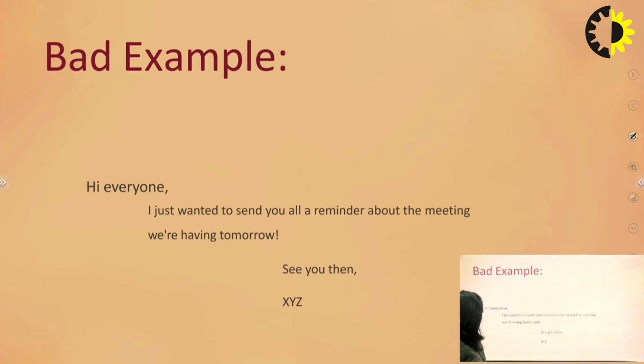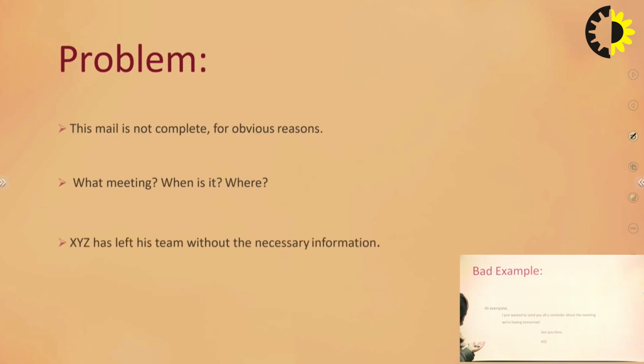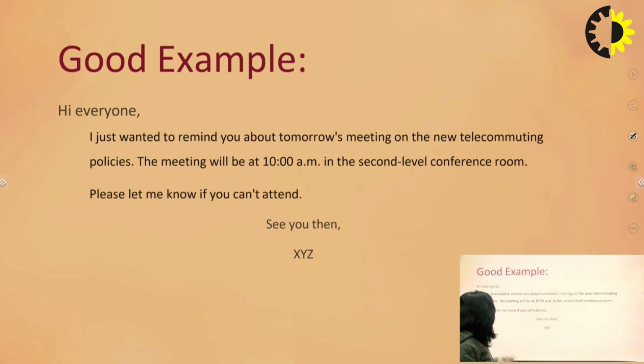Hi everyone, I just wanted to send you all a reminder about the meeting we are having tomorrow. See you then, XYZ. So obviously what is missing here, you are not clear for what purpose you are going to have the meeting. So this mail is not complete for obvious reasons: what meeting, when is it, where. XYZ has left his team without the necessary information. So this is incomplete.